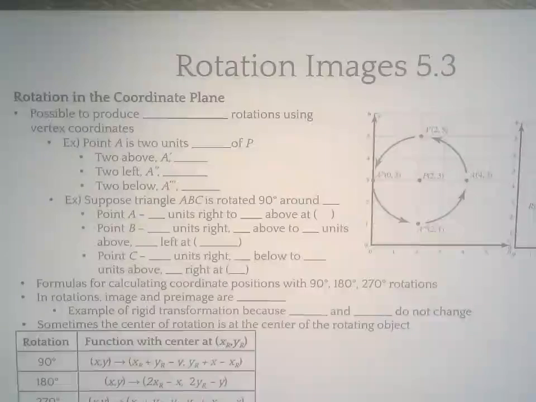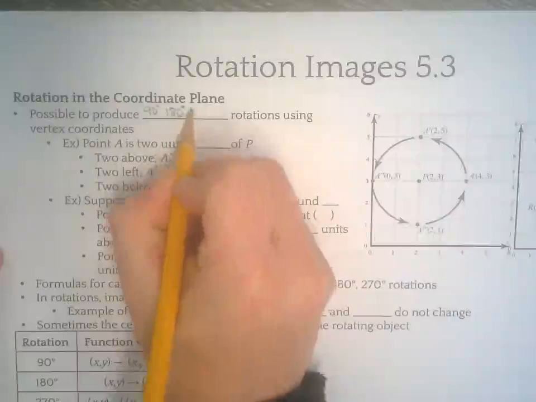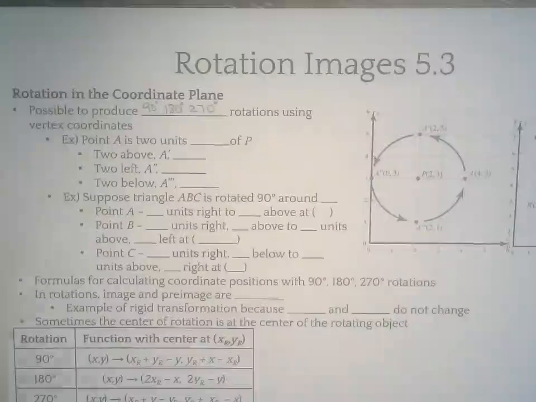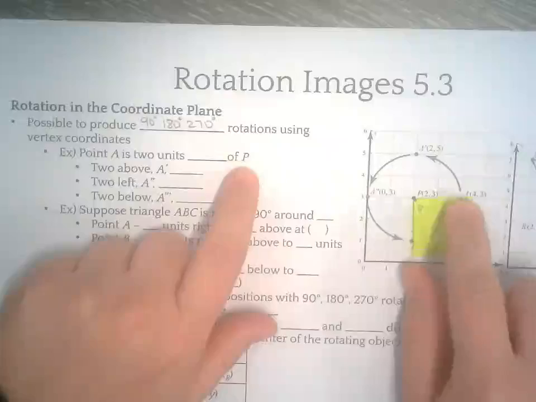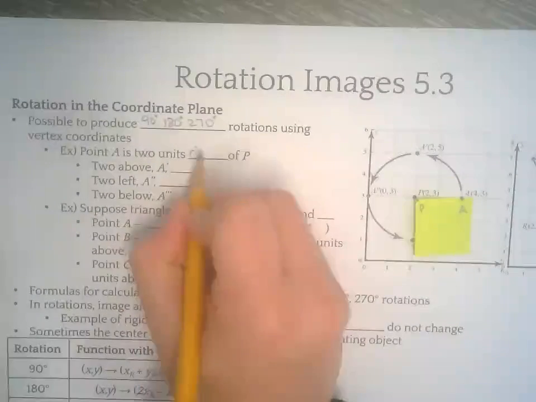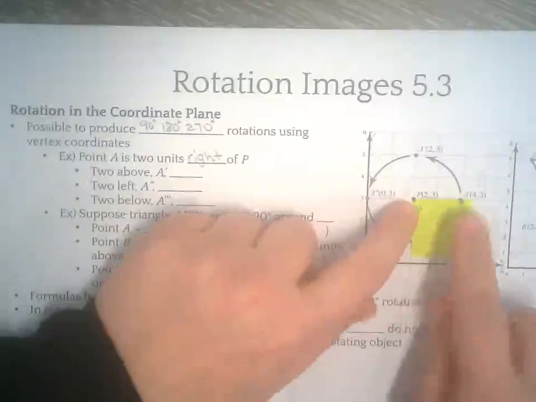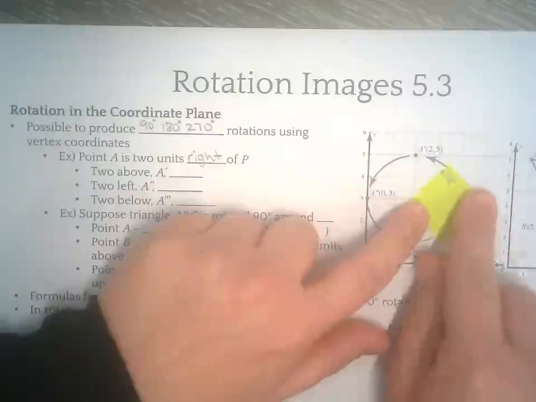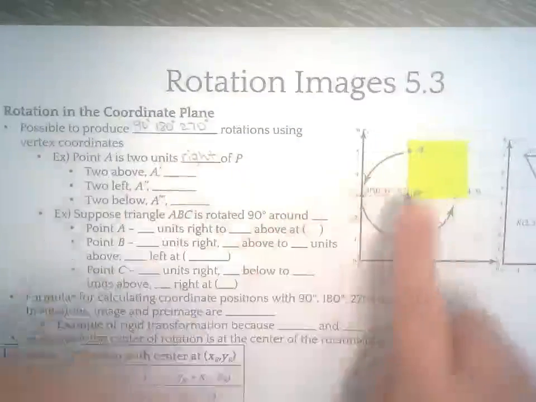Now, it is possible for you to produce 90 degrees, 180 degrees, 270 degrees rotation using vertex coordinates. So let's say we have point A and we have point P. Point A is 2 units to the right of point P. Point P is going to be the center of rotation. If you move 90 degrees counterclockwise, instead of being 2 units to the right, it's now 2 units above.